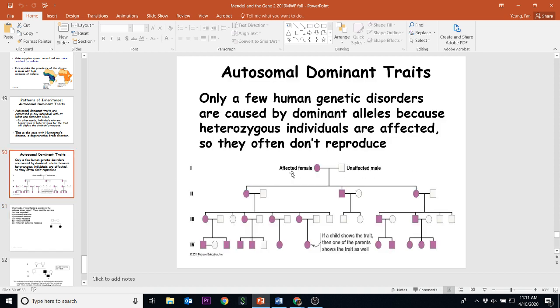But in autosomal dominant, in this case, one of the 2 parents will have it, and most of the kids will have it, because it's not 1 to 3 anymore. The 3 this time is on the disease side. So 3 out of the 4 kids will show the disease. Okay.